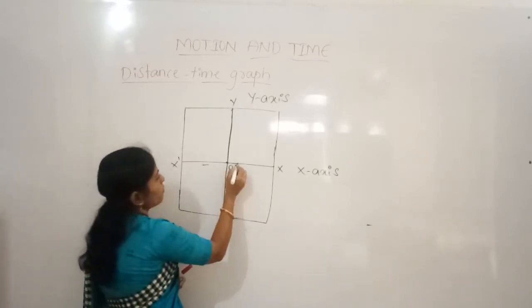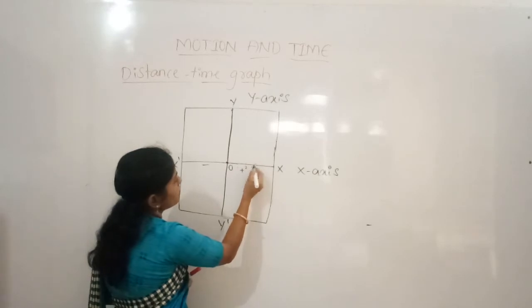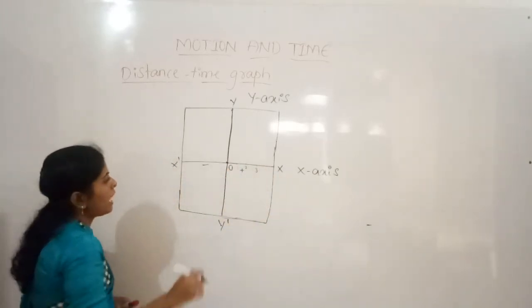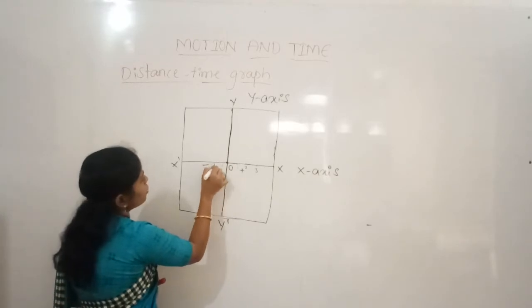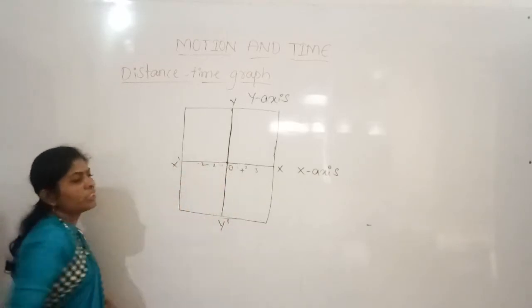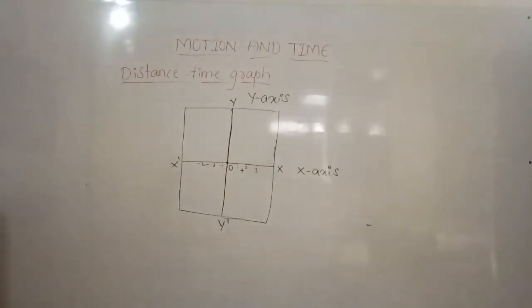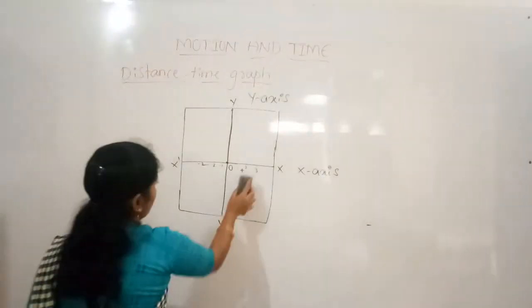So here if there are 1, 2, 3, meaning positive numbers, we mark them along the OX. And suppose it is -1, -2, -3, that will be along the OX dash. So this is how we mention the numbers.